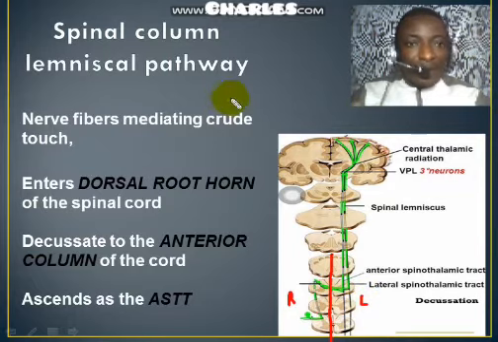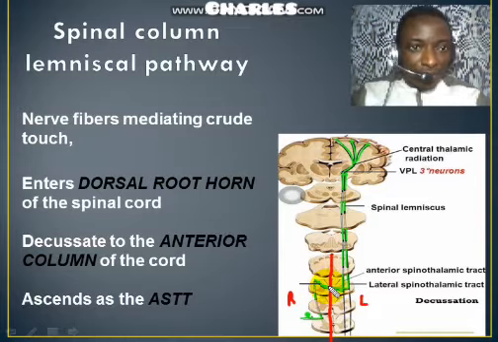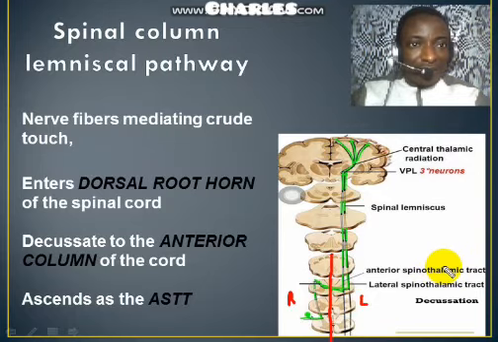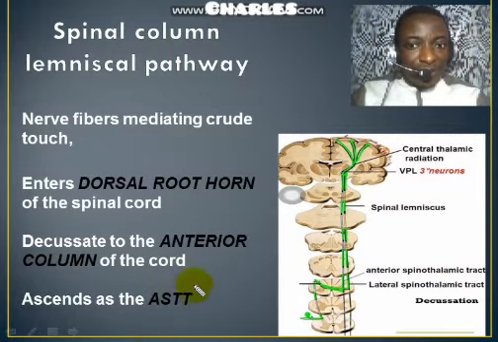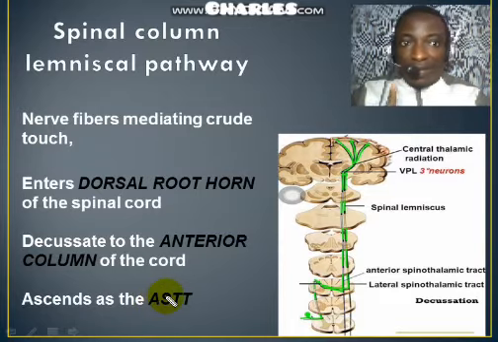Alright, now the fibers mediating crude touch enter through the right dorsal root horn of the spinal cord. When it gets here, it crosses the midline to the opposite side of the spinal cord. That is decussation. It then ascends as the anterior or the ventral spinothalamic tract. Okay, good. This is the anterior spinothalamic tract. ASTT means anterior spinothalamic tract. Also know that it is called ventral spinothalamic tract.